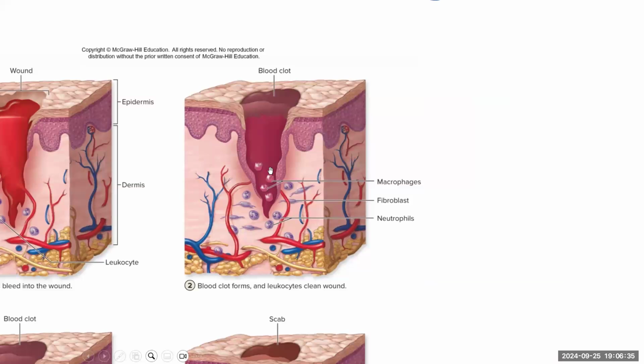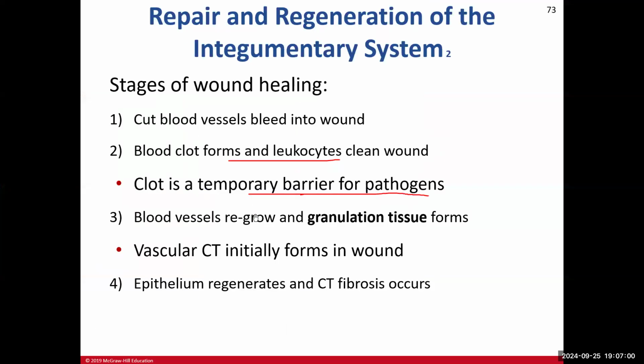Here's the second one. So here's our blood clot. So we start to form a scab, but we want to stop the bleeding. And then we get our neutrophils and our macrophages, and they're coming in and starting to clean up some of the damaged tissue. And if any pathogens manage to make it in here, they're going to go out and start hopefully killing those pathogens and initiating that immune response. So that's the second step.